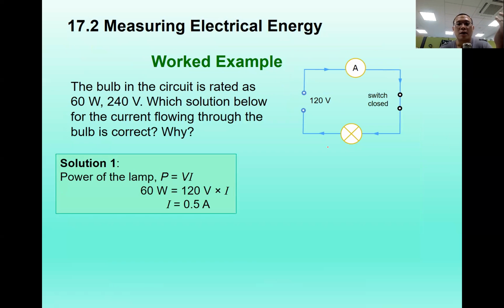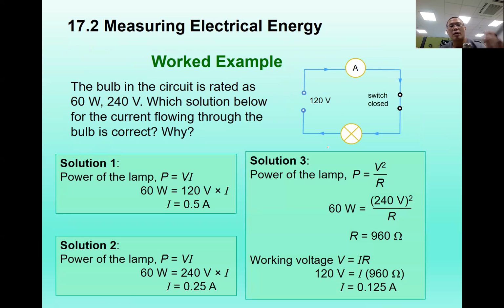Now, the last question that we look at is how we handle the rating of certain items. For example, your light bulb is 60 watts at 240 volts. But now I attach this light bulb to a 120 volt power source. The rating is 60 watts at 240 volts, so how do I calculate the current through it?